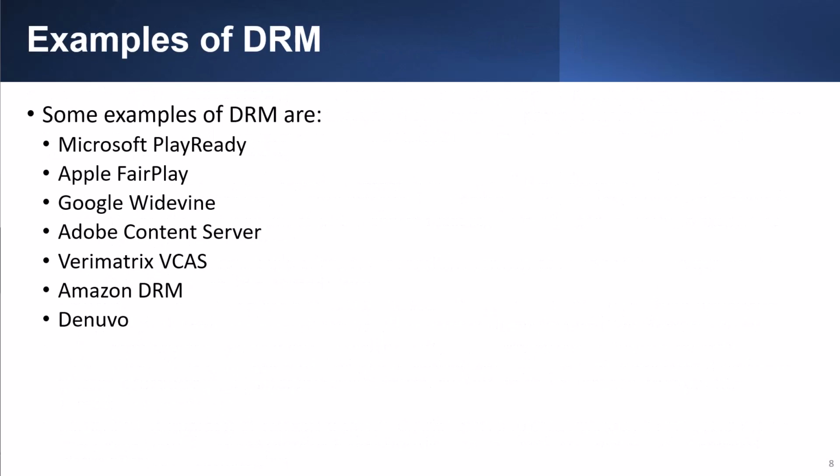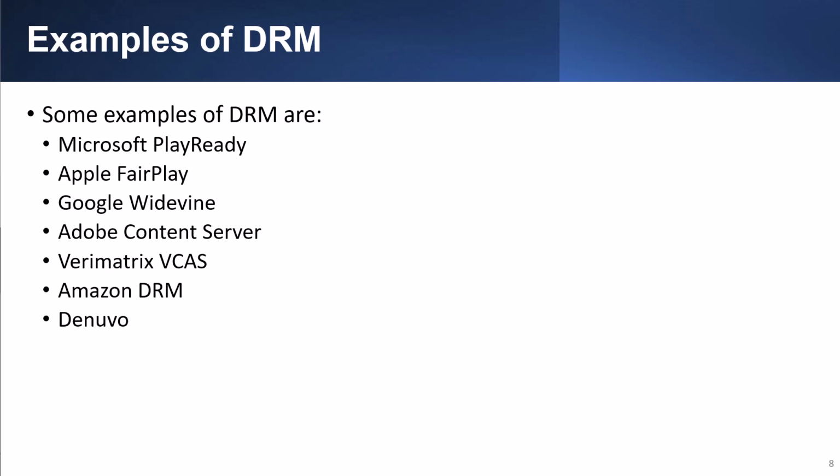Some examples of DRM are Microsoft PlayReady, Apple FairPlay, Google Widevine, Adobe Content Server, Verimatrix VCAS, Amazon DRM, and Denuvo. Most of these are used to protect video and audio streams and files. Apple FairPlay is used by the Apple iTunes Store and App Store. Google Widevine is used by online streaming services including Netflix, Hulu, and Disney+.